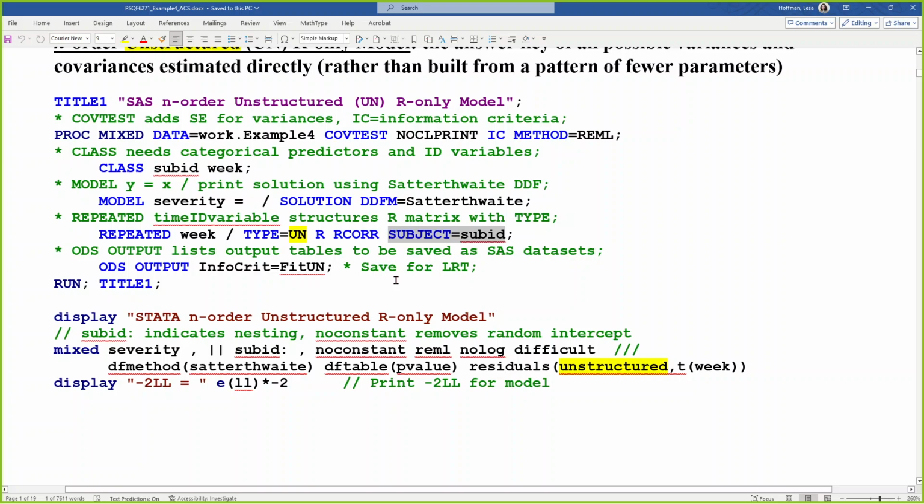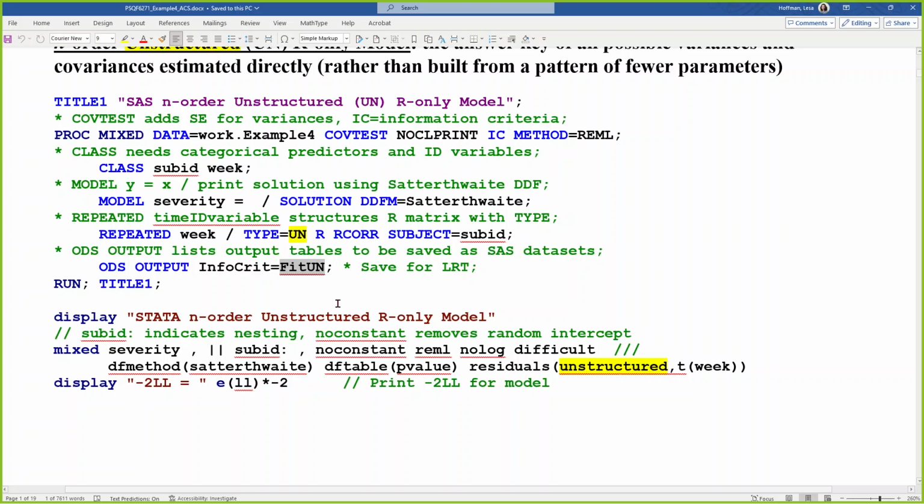Just like in R, where you save the results of your analysis as an object, and then you can dig in and find the numbers and make it do math on those, SAS has a system called ODS output that does the same thing. So I am saving an internally named table that SAS calls InfoCrit, which is the log likelihood value, number of parameters, and all that, to a data set in SAS that I've named FitUN. And I'm doing that so that I can then feed that information into a likelihood ratio test.